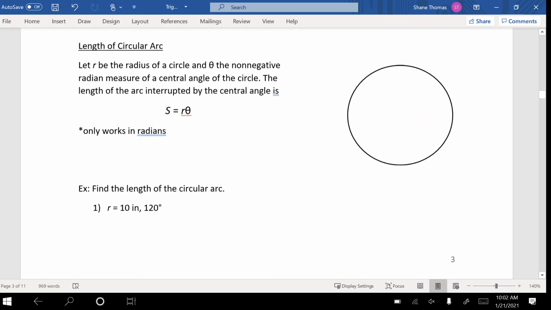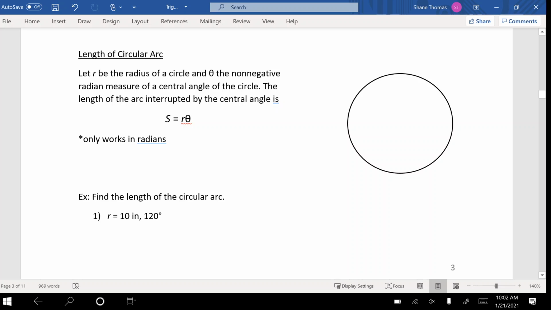Okay. All right. Now, sometimes we're going to find the length of a circular arc. The arc is the distance around the outside, essentially. You have a circumference, which is the distance around the entire circle. If we want to find the length of an arc, that's just a segment of it. Let r be the radius of the circle and theta be the non-negative radian measure of a central angle of the circle. The length of the arc intercepted by the central angle is s equals r times theta. And this only works in radians.